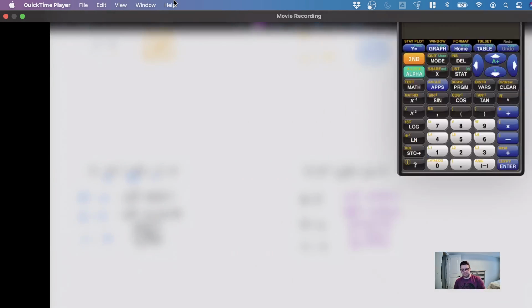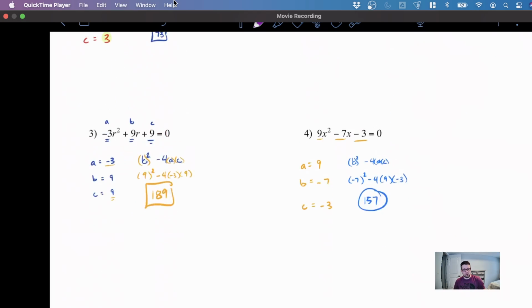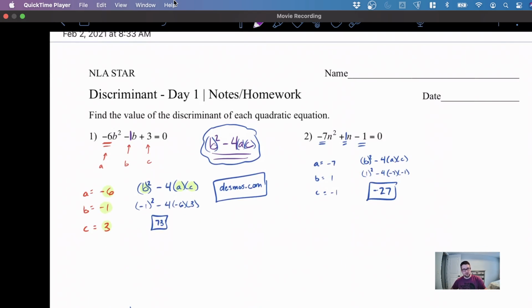Tomorrow, we're going to spend some more time and we're going to talk about what the discriminant is. So remember, I'm going to sit there and find a calculator app for you and I'll post that in Schoology so you can use it.